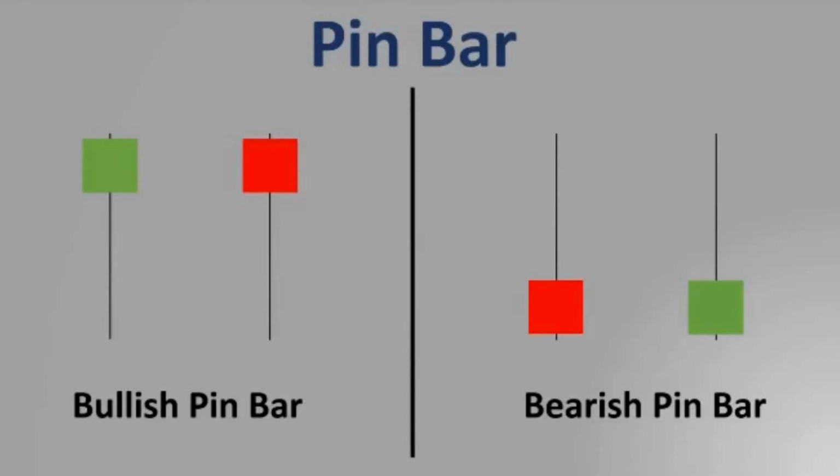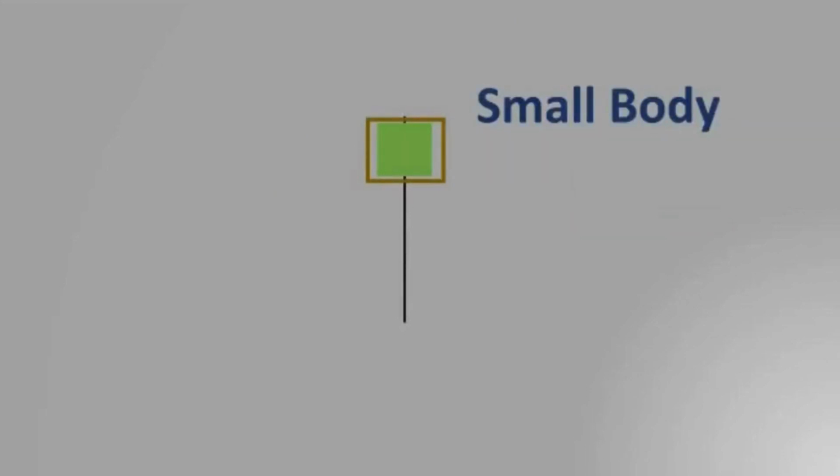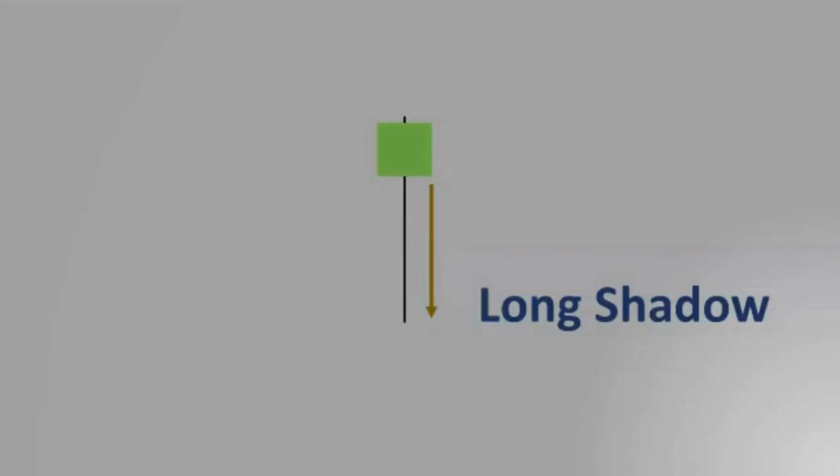Now let us understand each pattern precisely, and let's start with the bullish one. As you can see on the screen, this is a bullish pin bar pattern, and one thing you can notice about it is the small body of this pattern. That's right, the pin bar pattern, either bullish or bearish, has a very small body. There is very little difference between the open and close of the candle. Second thing about this pattern that you can make out is its long shadow. Let me tell you that in the pin bar pattern, one of the wicks of the candle is very long. It can be either a lower wick or an upper wick. And in the bullish pin bar pattern, the lower shadow, the lower wick of the candle, is long.